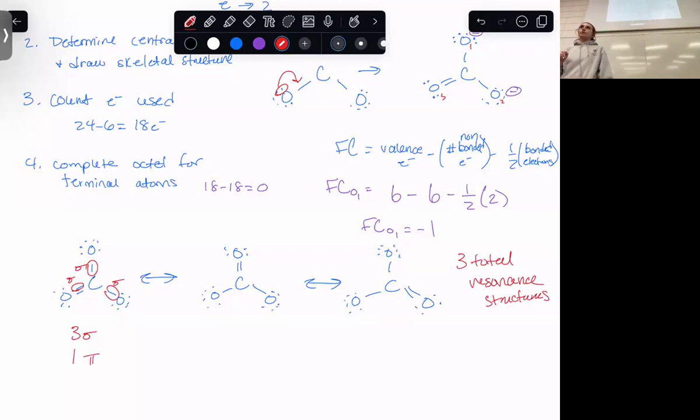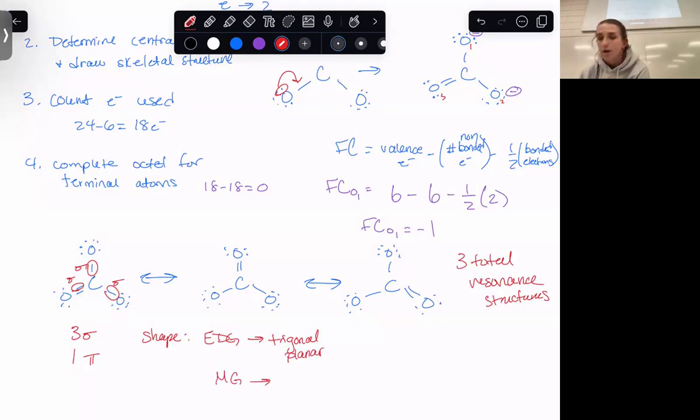What's the shape of this structure? I guess, what's the electron domain geometry? What is your molecular geometry? Also trigonal planar. What is our bond angle? What is our bond order for the overall structure?